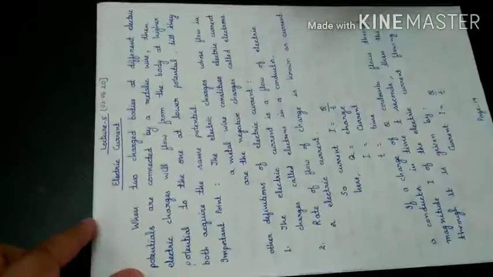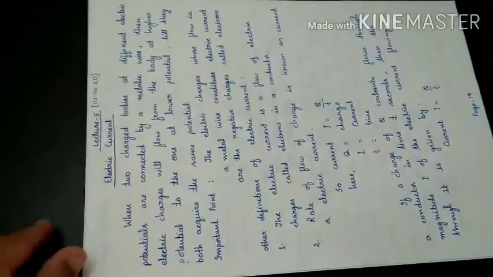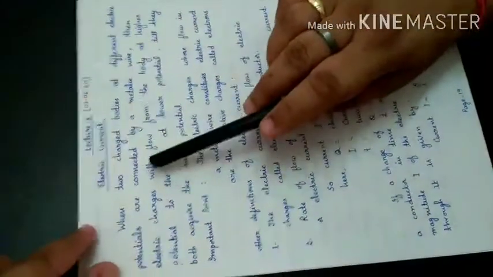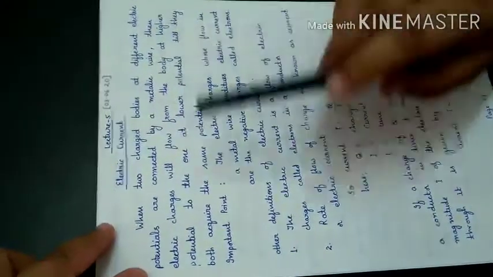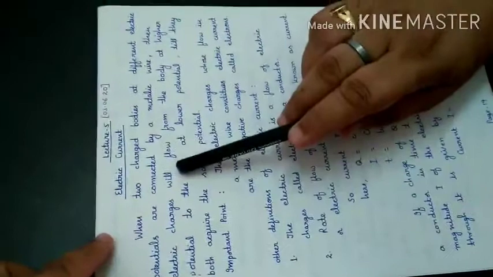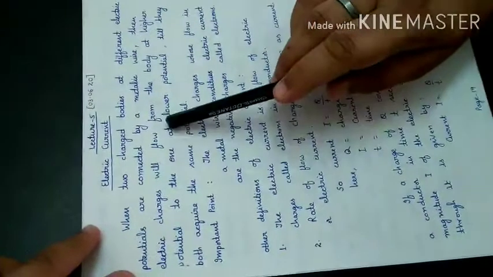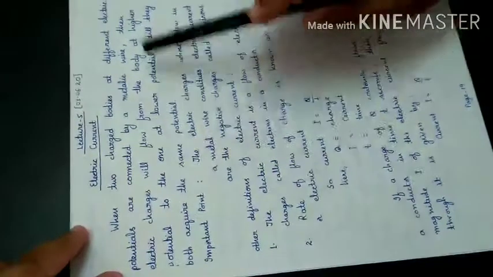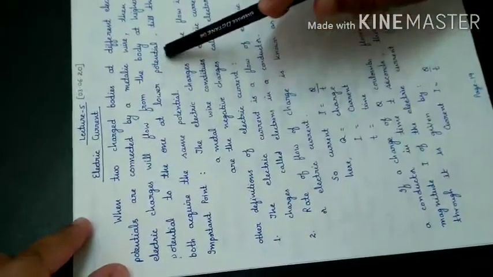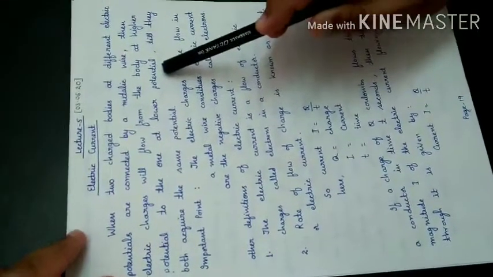When two charged bodies at different electric potentials are connected by a metallic wire, then electric charge will flow from the body at higher potential to the body at lower potential till they both acquire the same potential.